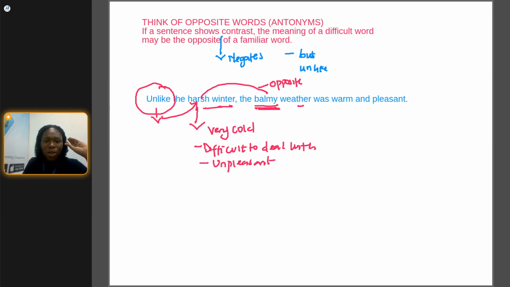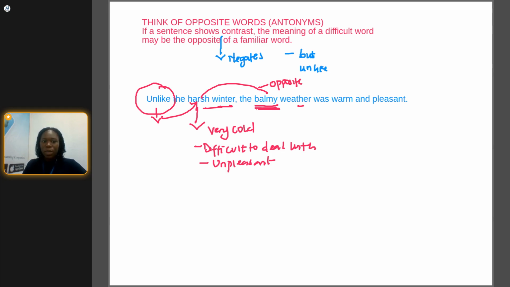So, what can the opposite of these words mean, the opposite of the word harsh, so that you can get the meaning of this? This is what I mean by thinking of the opposite word. You are thinking of the opposite word of words that negate what you are looking for to determine the meaning of that word. So we are now looking for the opposite of the word harsh to determine the meaning of the word balmy.